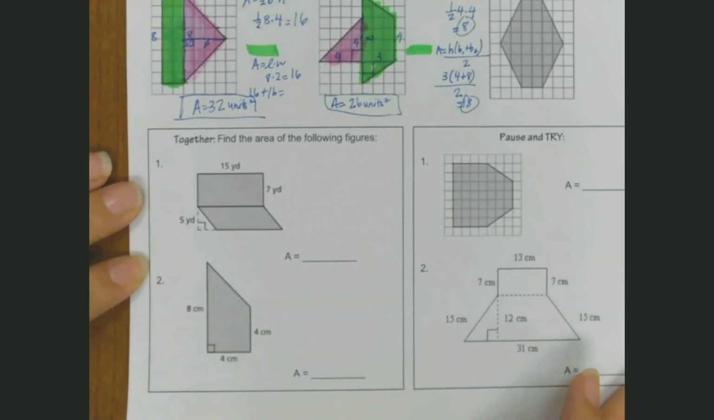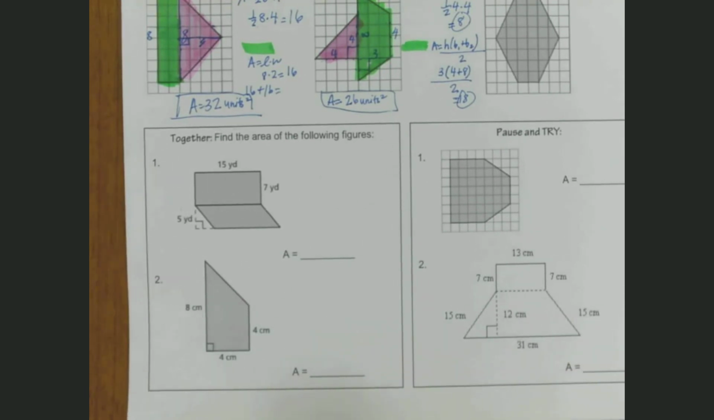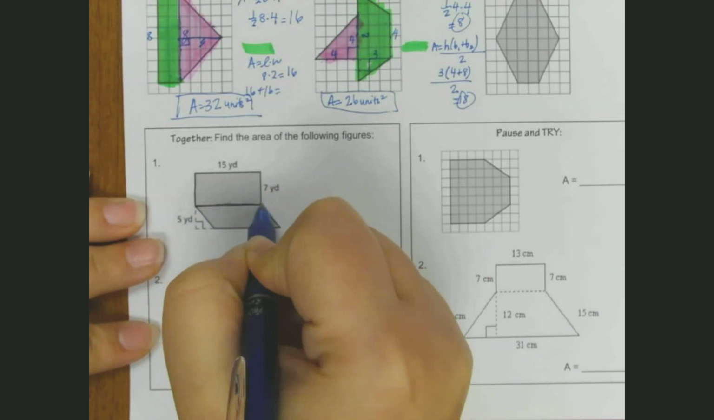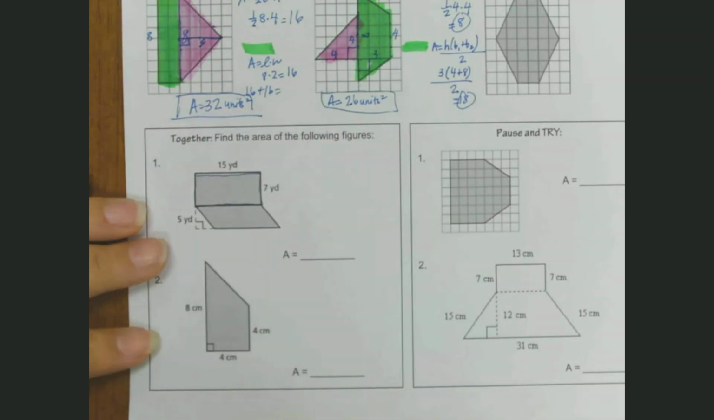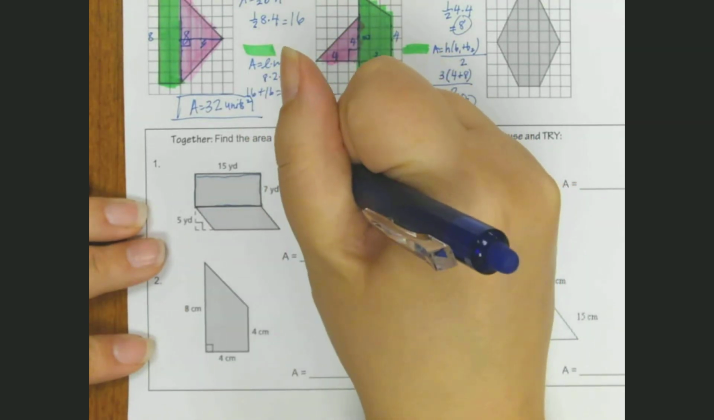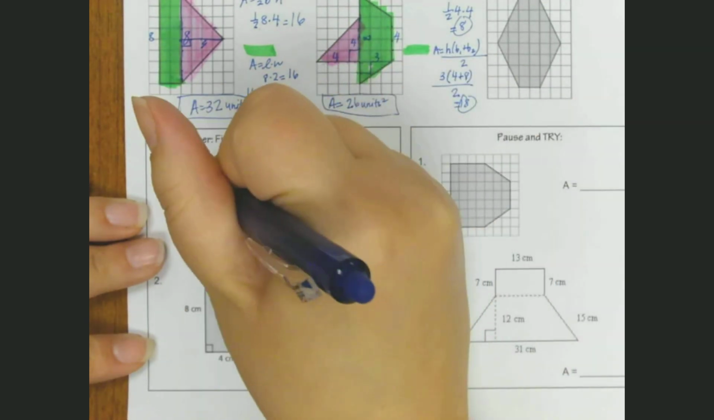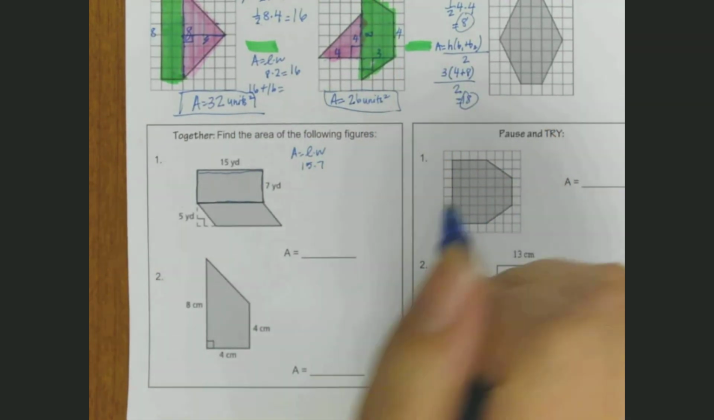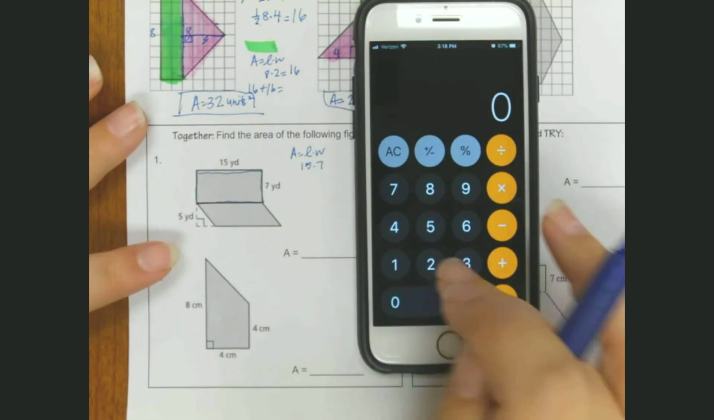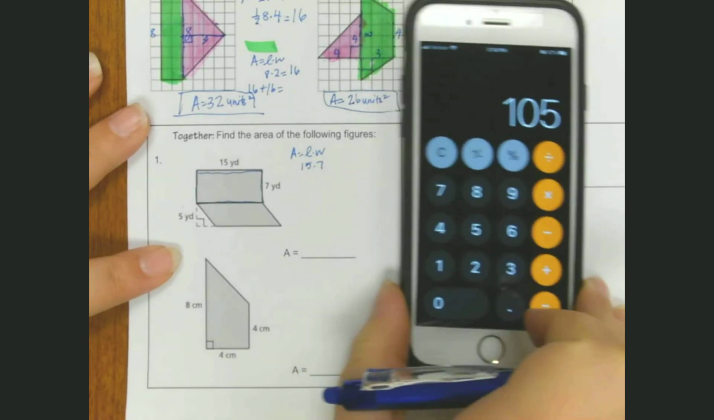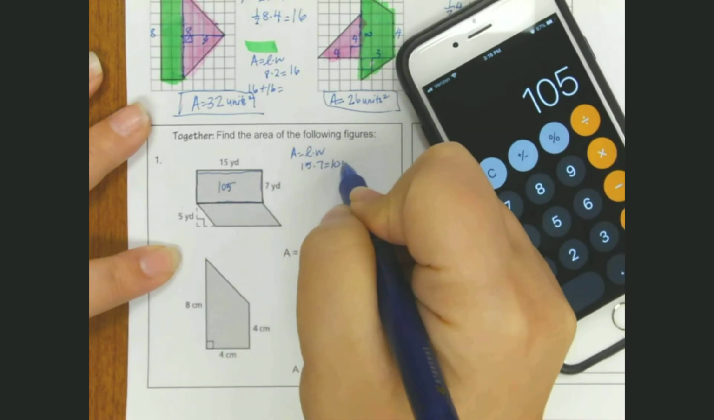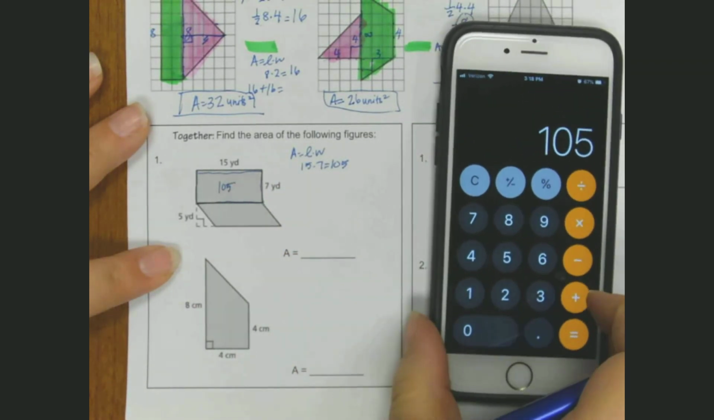Okay, so moving on to the together problems. So we've got this one that's pretty straightforward. It gives us the numbers. We don't have to use the grid to find them. So the area of the rectangle is going to be length times width. My length is 15 and my width is 7. And remember, on geometry you can use your calculator, so I'm going to pull up mine. 15 times 7 equals 105. So the area of the rectangle is 105 yards this time, because it tells us.